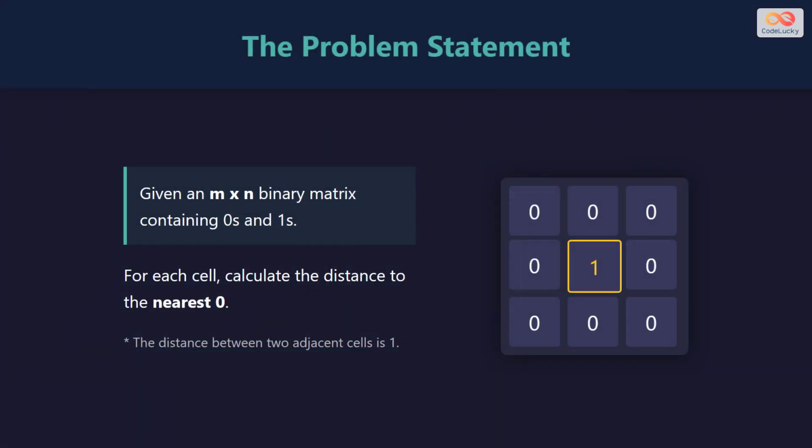Here is the problem. We are given a matrix that contains only zeros and ones. Our task is to calculate the distance of the nearest zero for every single cell in this matrix. We assume the distance between any two adjacent cells is 1.